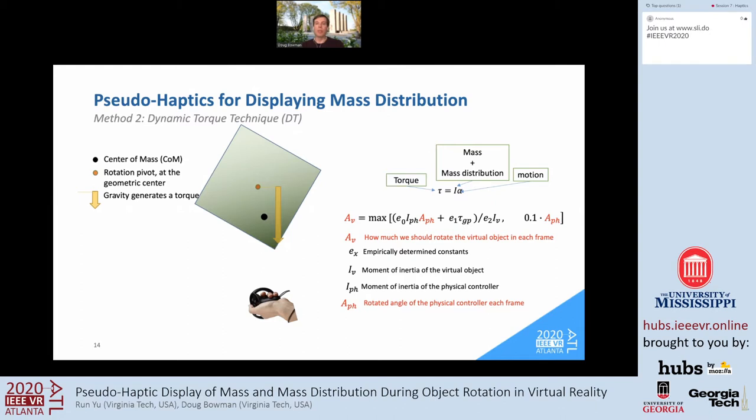One other thing to note about this algorithm is that we guaranteed a certain small amount of movement of the virtual object in the direction that the controller had moved, in order to avoid weird situations where you rotate the controller one direction and the object rotates in another direction because of the strength of gravity's torque. So the details on this are in the paper.